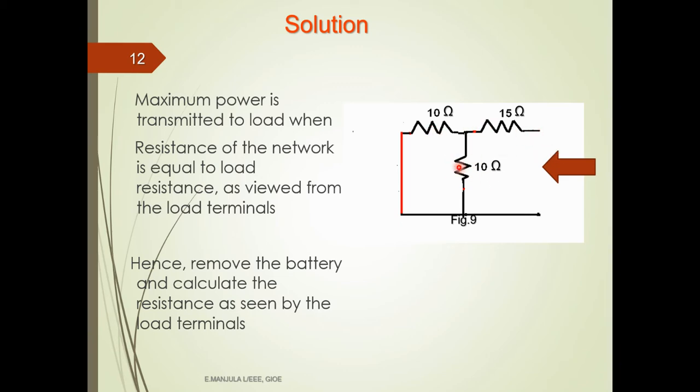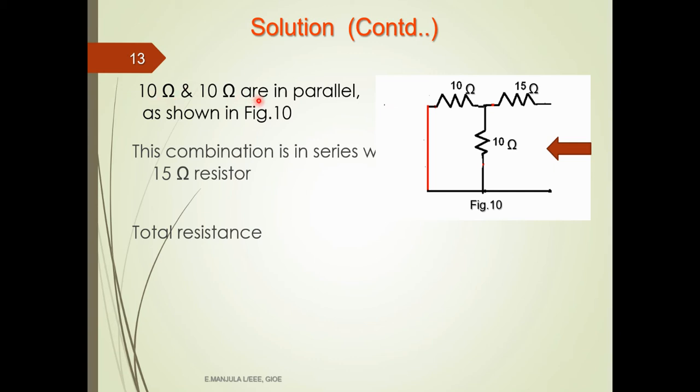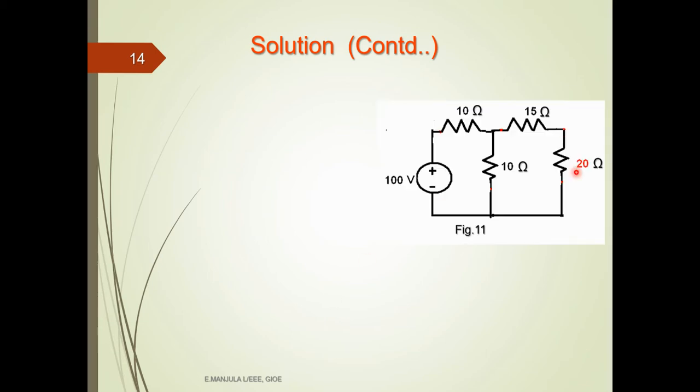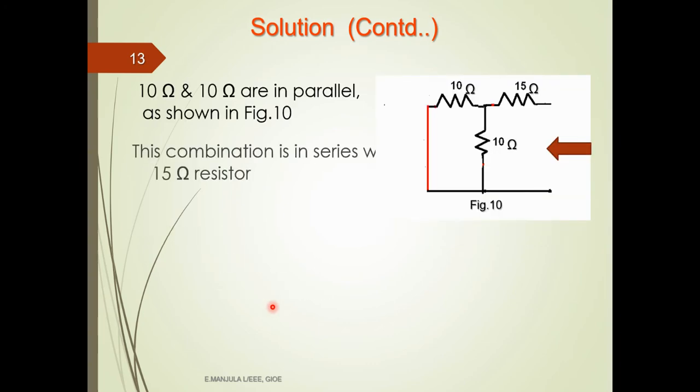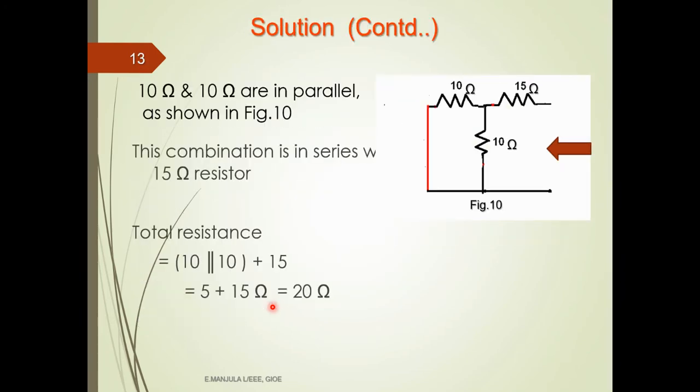Now, if you observe from the AB terminal side, the 10 and 10 ohms are in parallel, and this combination is in series with 15 ohms, as shown in the figure. So the total resistance: 10 and 10 ohms in parallel give 5 ohms, plus 15 ohms, so the total resistance is 20 ohms. So we have found the RL value, that is 20 ohms.